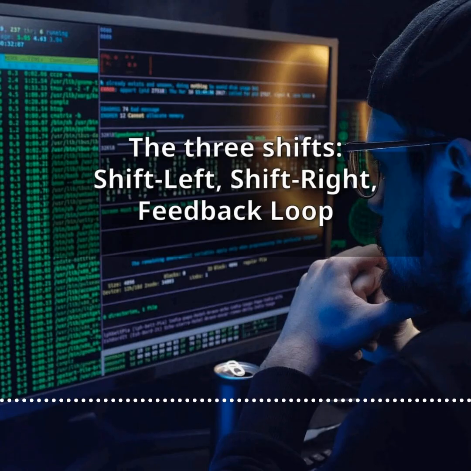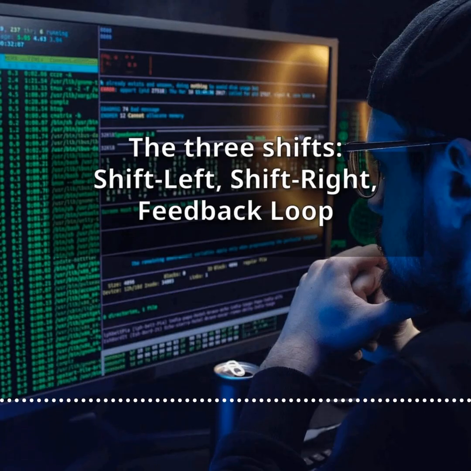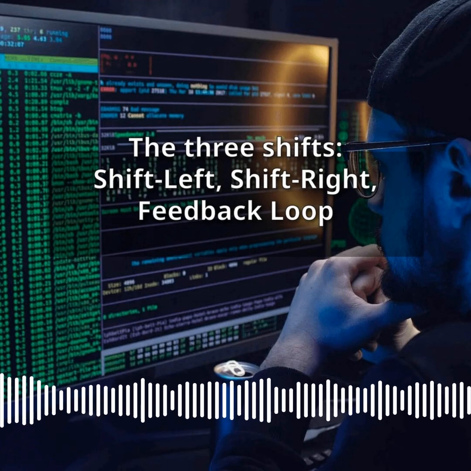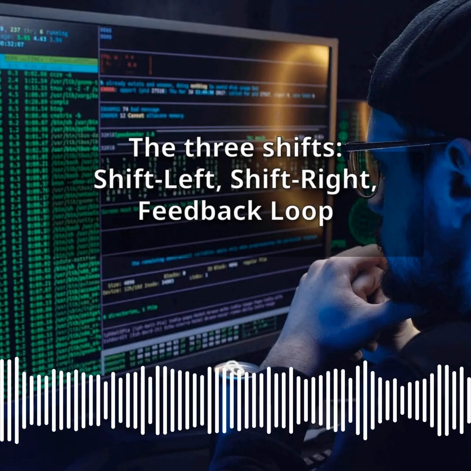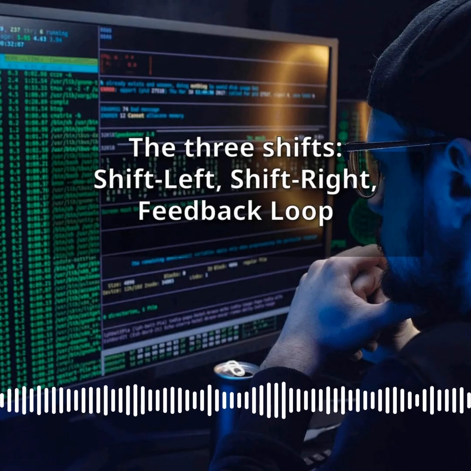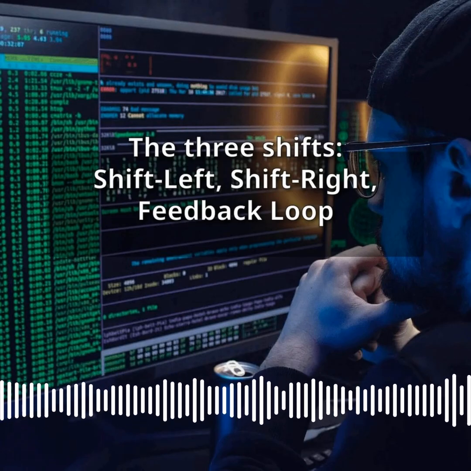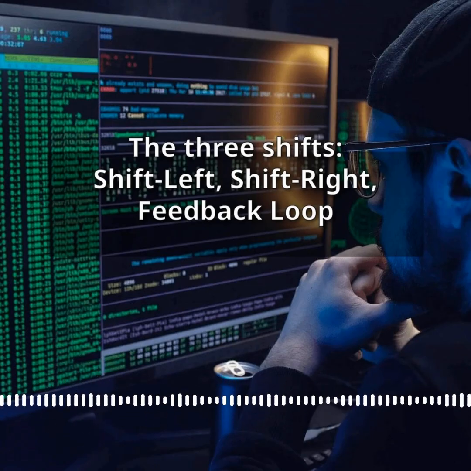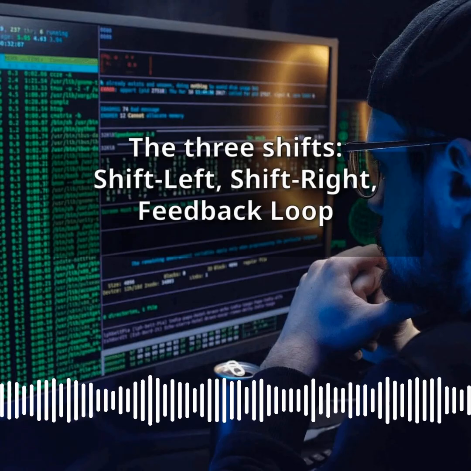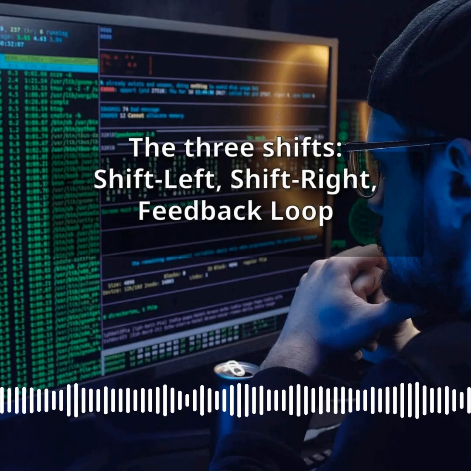The feedback loop, connecting left and right into a continuous cycle. Shift left and shift right, taken alone, could appear to be two separate and somewhat contradictory impulses. The feedback loop is the concept that unifies them into a coherent and continuous security strategy. The feedback loop refers to the systematic process of taking information discovered on the right side of the lifecycle, in production, through monitoring, through penetration testing, through real incident analysis, and using that information to improve practices and tools on the left side of the lifecycle for future development.